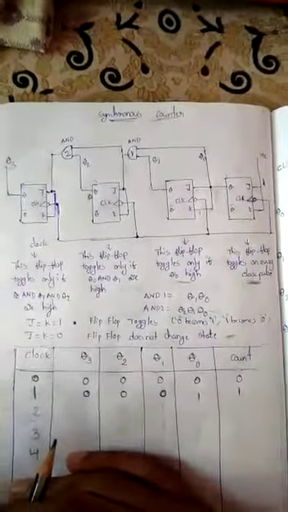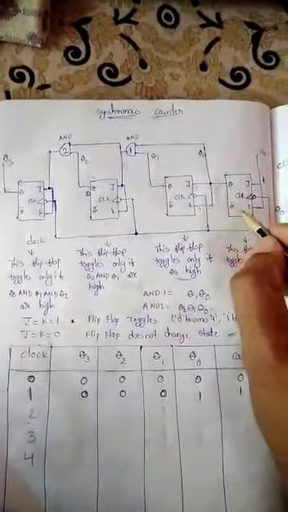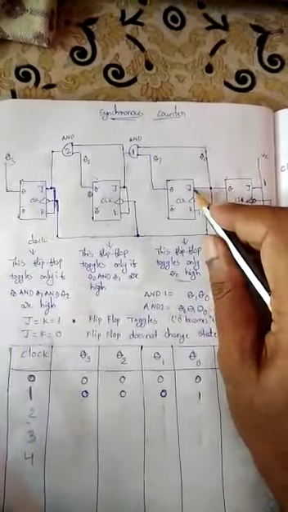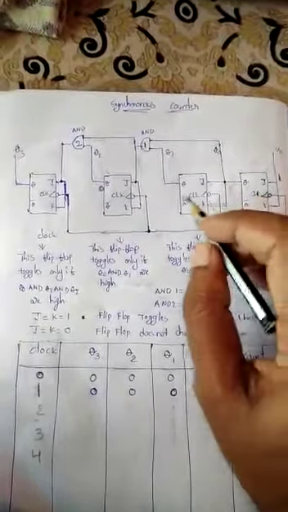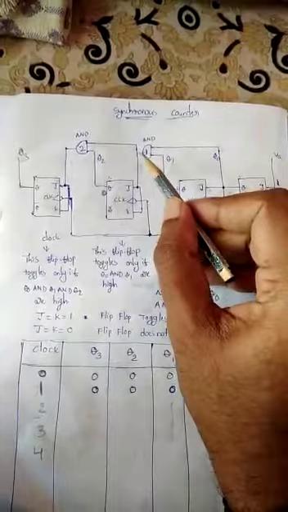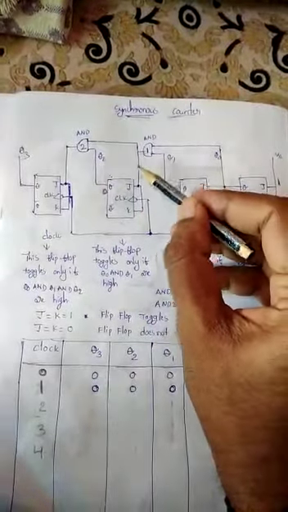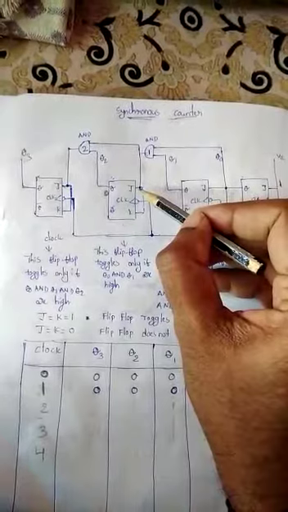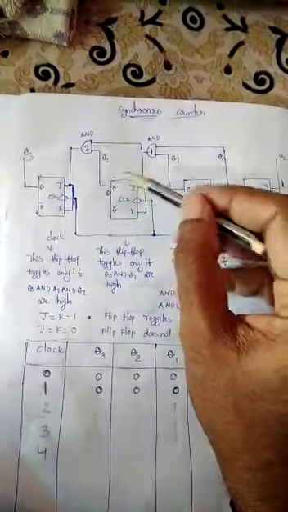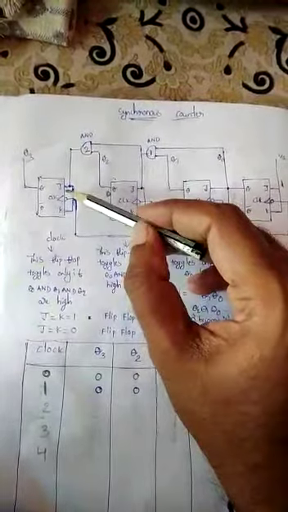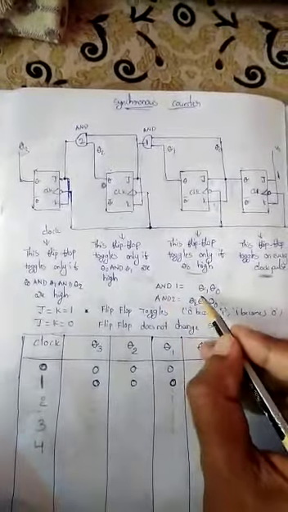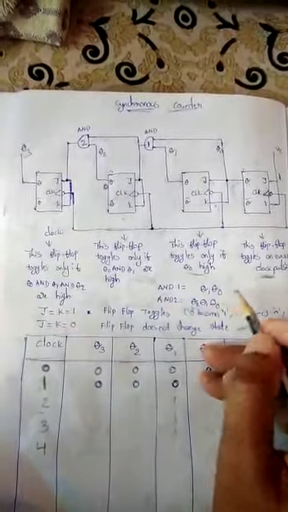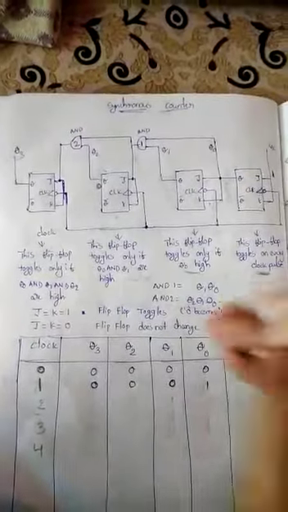Now we see the synchronous counter diagram. In this, the first flip-flop output Q0 is connected to the second flip-flop inputs J and K. We use two AND gates, AND gate 1 and AND gate 2. AND gate 1 output is connected to the third flip-flop inputs J and K. AND gate 2 output is connected to the fourth flip-flop inputs J and K. AND gate 1 is the product of Q1 and Q0, which are the previous outputs.